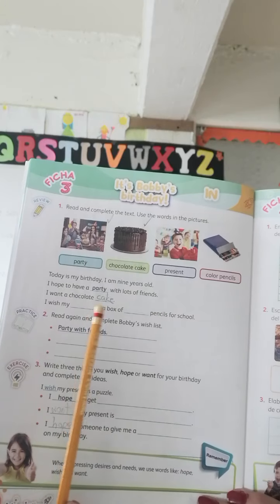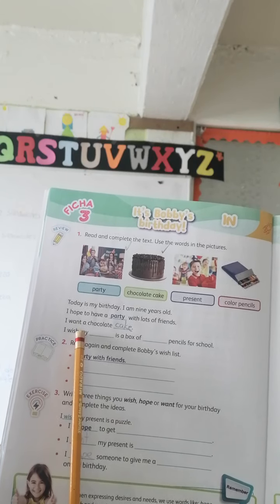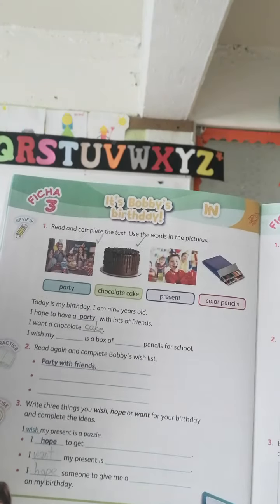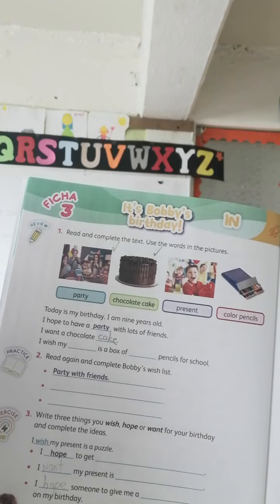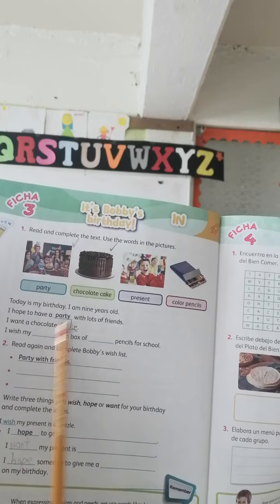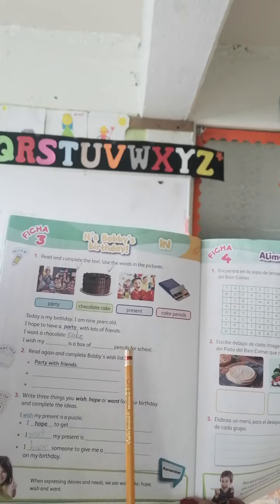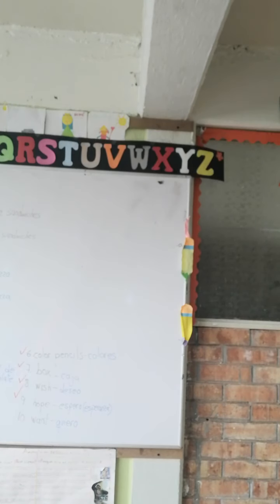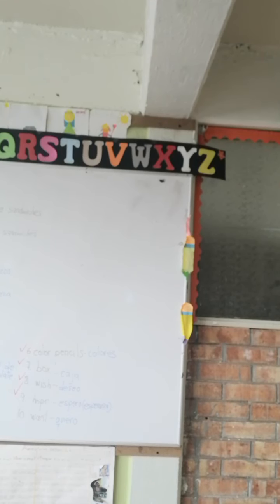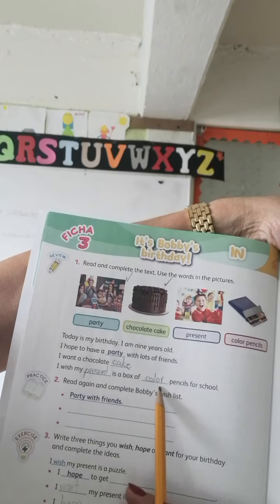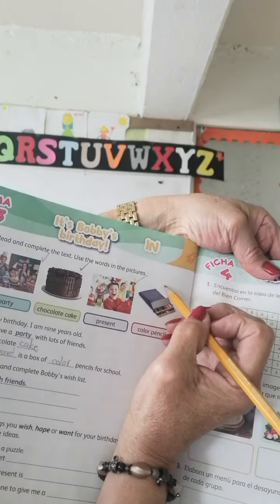Okay, I have the next one, and it says, I wish my is a box of pencils for school. Okay, what can you think? Okay, I wish my present, very good, is a box of colored pencils for school. Okay, so you are going to write it. Okay, and draw a check mark on the drawings. Okay, so I already wrote here present and color pencils and draw a check mark.